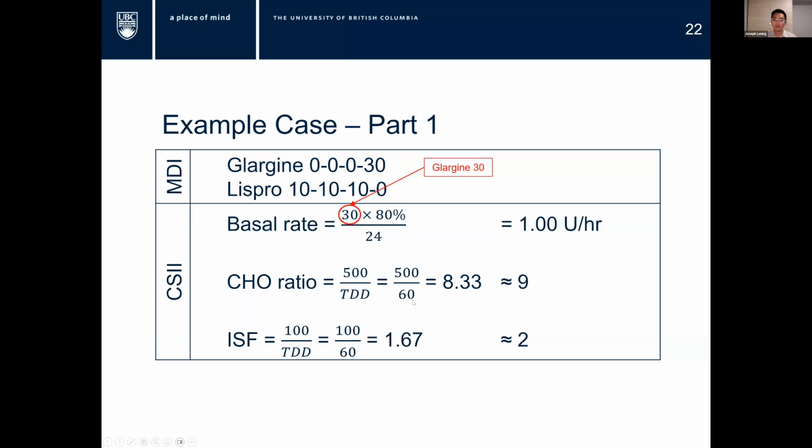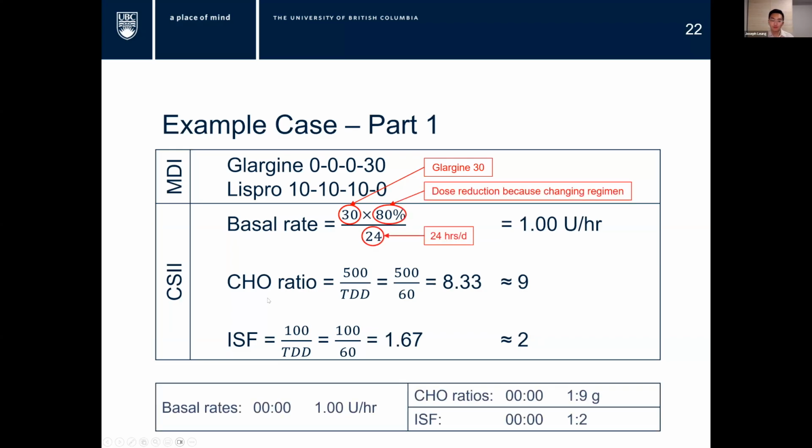So 500 divided by 60 is 8.3. We're going to round up a little bit just to be a little bit more conservative. Once again, as the carb ratio is higher, it means they're going to get less insulin. So we're going to round the carb ratio to 9. And then for the ISF, we're going to do the same thing. So 100 divided by 60 is about 1.7 or so, and we're going to round that up to 2. So the ISF is 1 to 2 for the whole day.